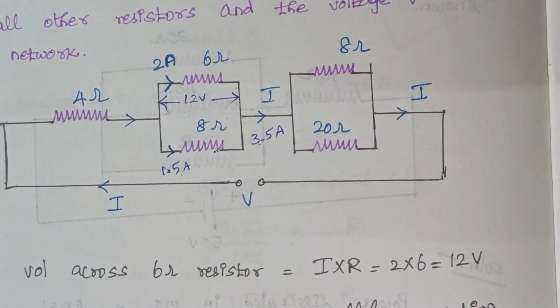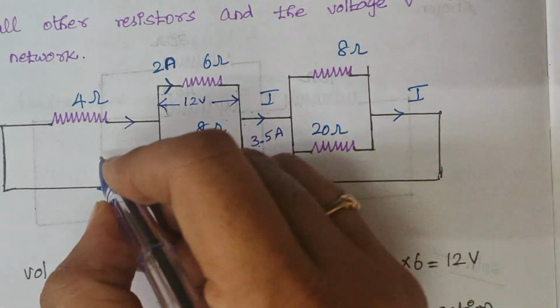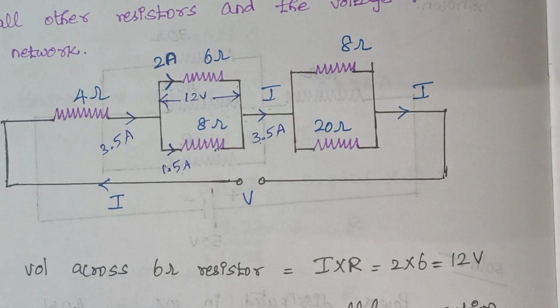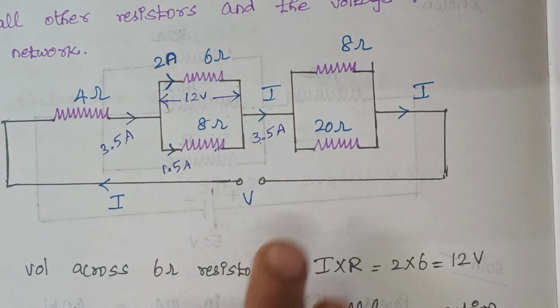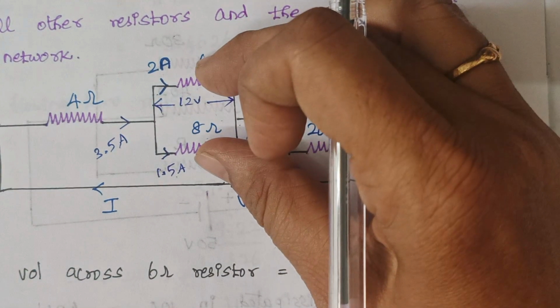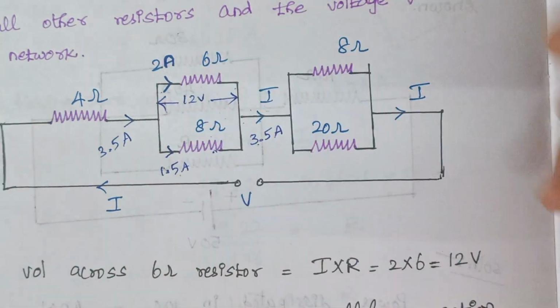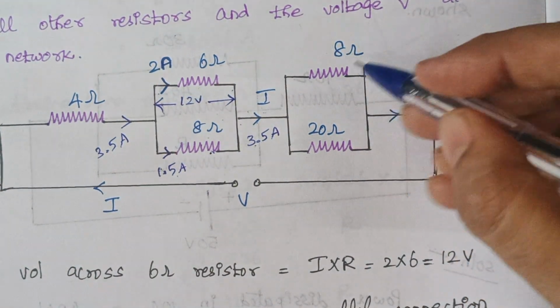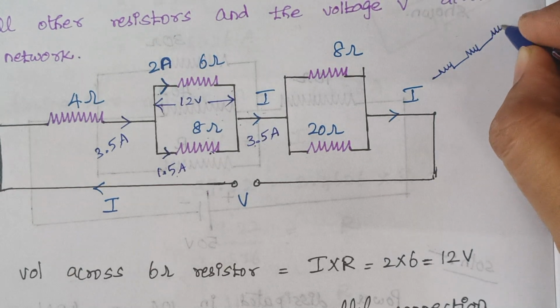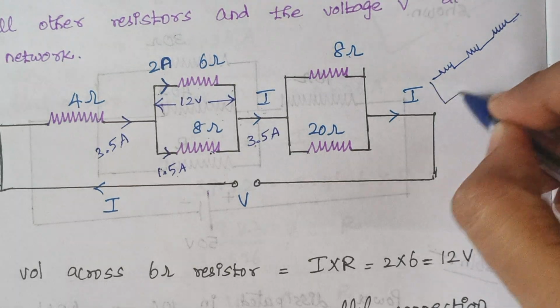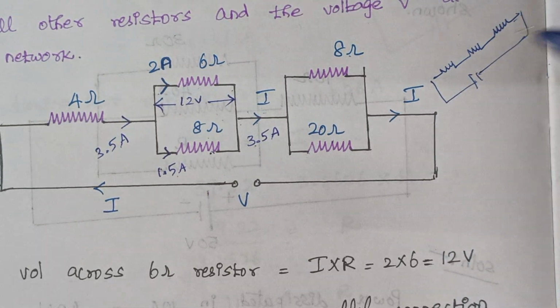Here what will be the value of current then? Again it is 3.5 amps only. Why are we saying it as 3.5 amps? You see, this is a closed path, right? Again, when you combine these two resistances together, they become a single resistor. You see, here it is 4 ohm. When you combine 6 ohm and 8 ohm, you will be having a single resistor. And again, when you combine this 8 ohm and 20 ohm, they become another single resistor, right? And this is how your circuit will look like.